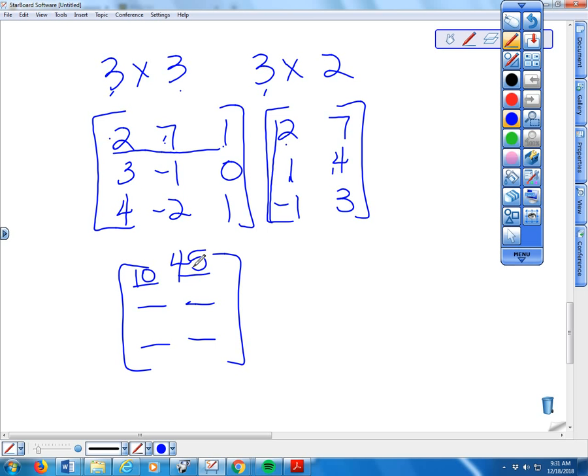3 times 2 is 6, minus 1 is 5, plus 0 is still 5. 3 times 7 is 21, minus 4 is 17, plus 0. 4 times 2 is 8, minus 2 is 6, minus 1 is 5. 4 times 7 is 28, minus 8 is 20, plus 3 is 23. That's matrix multiplication. I understand it now. Yeah. Oh, no. I just needed a refresher.